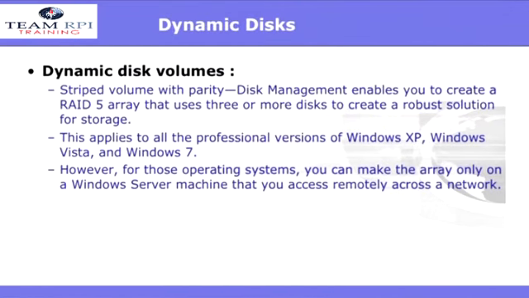You also have the option of selecting a dynamic disk volume that is a striped volume with parity. We learned this before as RAID 5. This applies to all professional versions of Windows XP, Windows Vista, and Windows 7. However, for those operating systems, you can make the array only on a Windows Server machine that you can access remotely across a network.